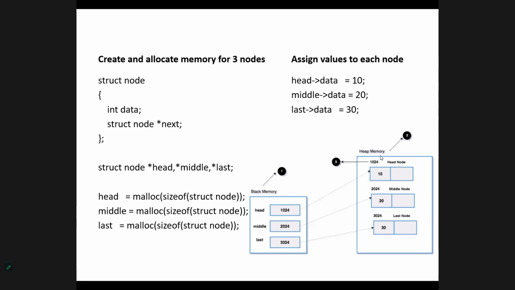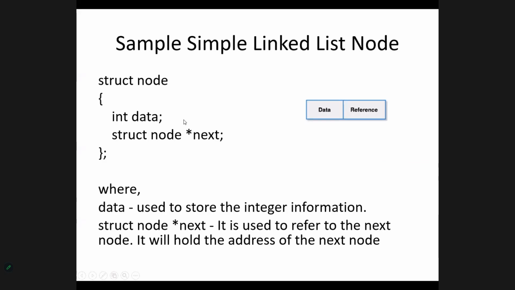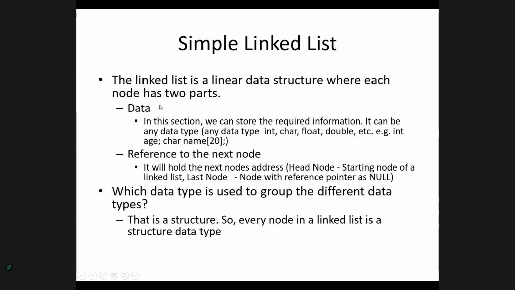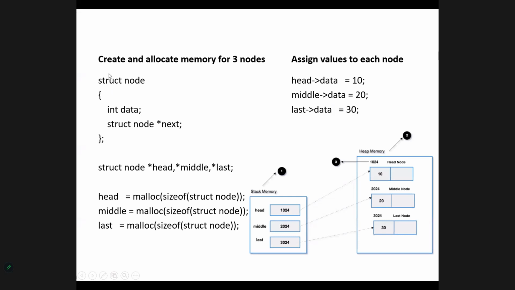So we will store our data in heap memory, right? Now let's look at how to create this structure. The same code segment which I explained earlier: struct node, int data, struct node star next. This is to create a container, a node, right?